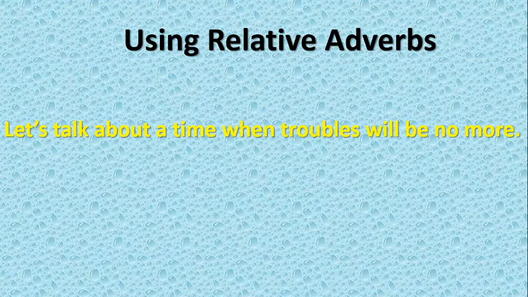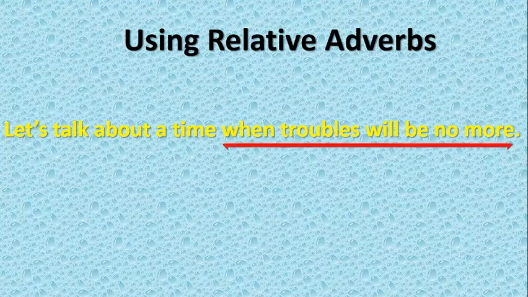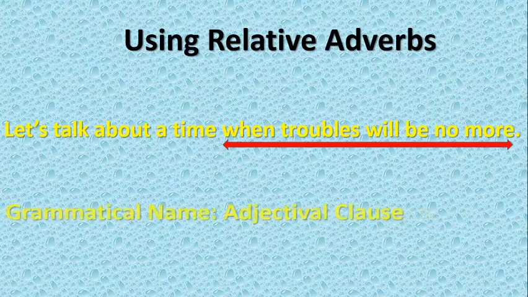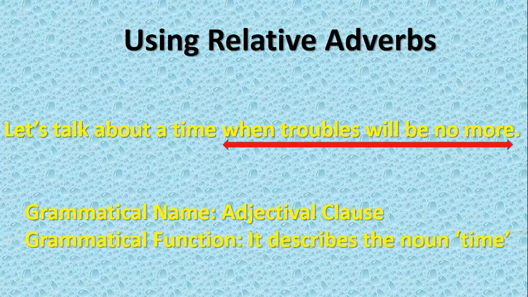Let's talk about a time when troubles will be nearer. Are you trying to spot a subordinate conjunction, and in this case, relative adverb? Oh, yes. Now, having seen the word, we'll try to bring out the independent clause that can stand alone. Let's talk about a time. You might ask, which time? So, giving the answer to which, you will be able to identify the subordinate clause, that is, when troubles will be nearer. By virtue of what you are discussing, you will say the grammatical name is what? Adjectival clause. And the grammatical function, giving us information about what? The noun time. That is, it describes the noun time.